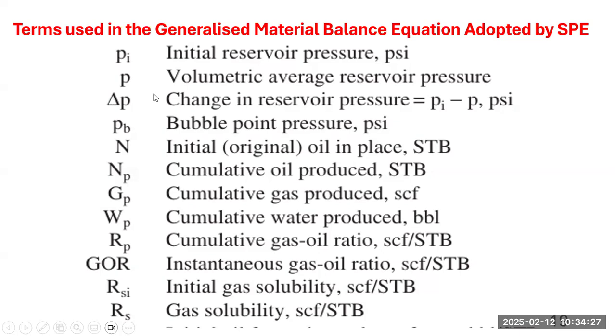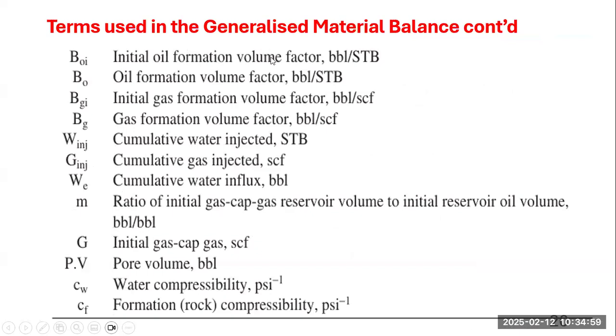Your change in pressure is Pi minus P. Pi is the initial reservoir pressure, and P is the pressure at every other point, as pressure drops during production. Then I'll come down to your GOR, the instantaneous gas oil ratio. You have your Rsi, the initial gas oil ratio, or gas solubility, in SCF per STB. And then you have your Boi, the initial formation volume factor, in barrel per STB, your Bo in barrel per STB as well, and Bgi in barrel per SCF.